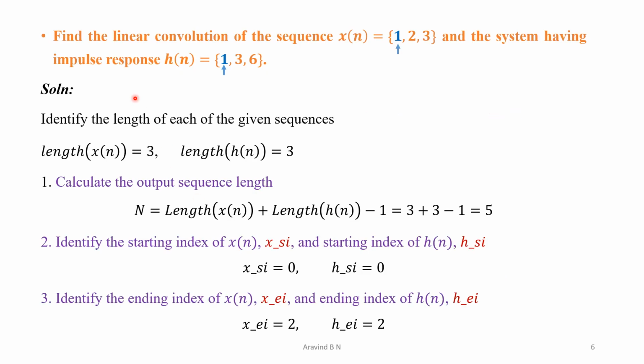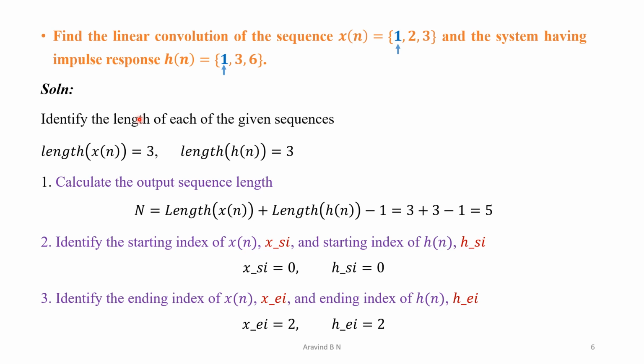The problem statement: find the linear convolution of the sequence x of n is equal to 1, 2, 3 and a system having the impulse response h of n is equal to 1, 3, 6. Within the problem, representing the origin in both x of n as well as h of n is very important. Therefore, the one mentioned with the arrow mark or the blue color indicates the origin. So in the first sequence x of n, the value 1 is the origin, and in the sequence h of n, again 1 indicates the origin.